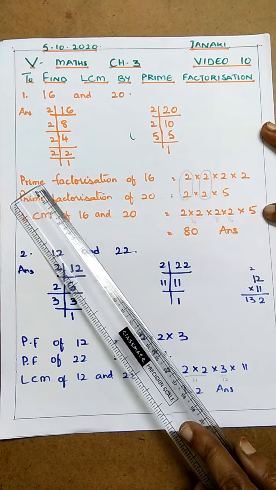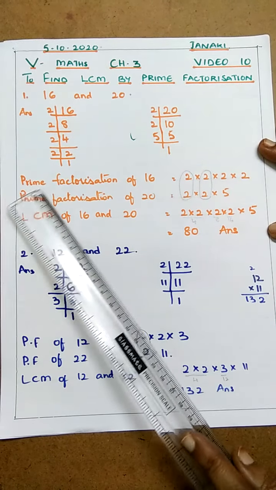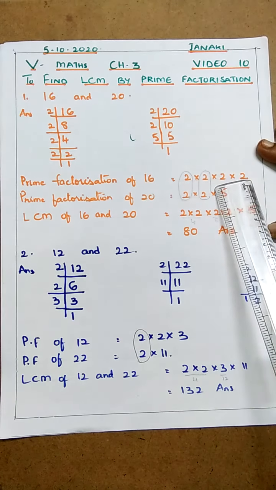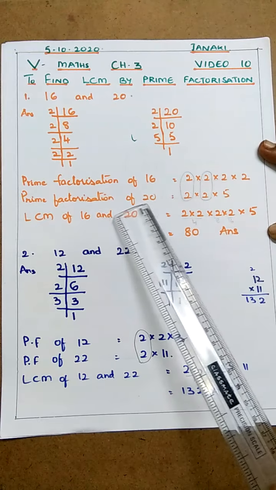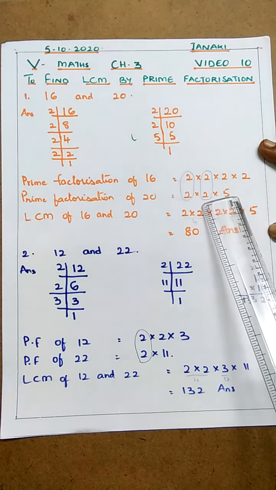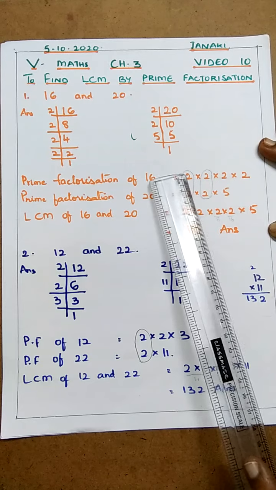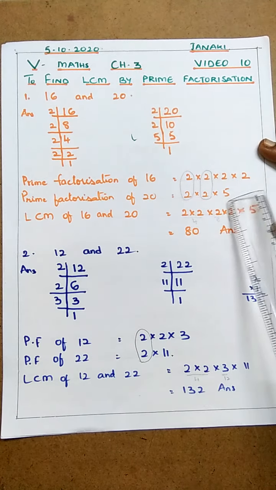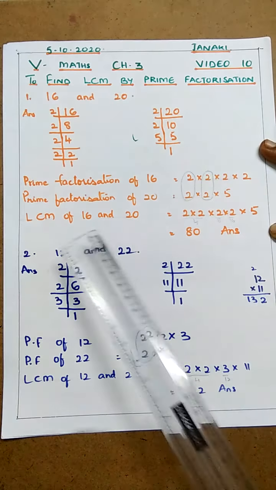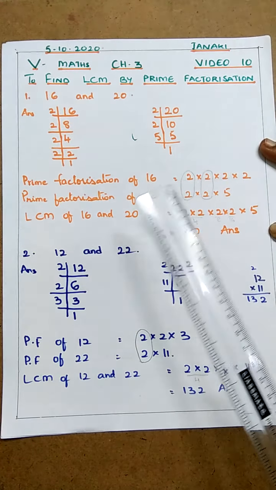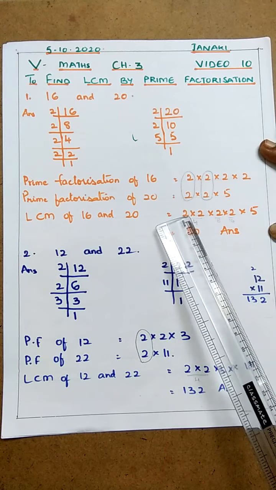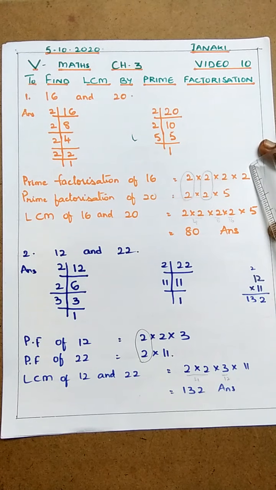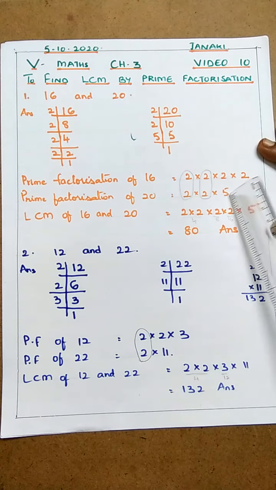Now let us write all these one below the other. Prime factorization of 16: 2 into 2 into 2 into 2, 4 times 2. And prime factorization of 20 is 2 into 2 into 5. Here 2 is a common factor and here another 2 is also a common factor, and 2, 2 and 5 are left over. Now LCM: first let us write the common factors, multiply them, 2 into 2, and the remaining numbers are also to be multiplied, 2 into 2 into 5.